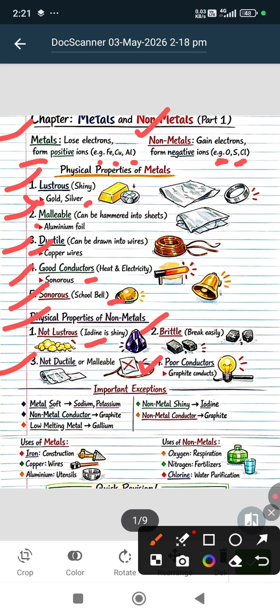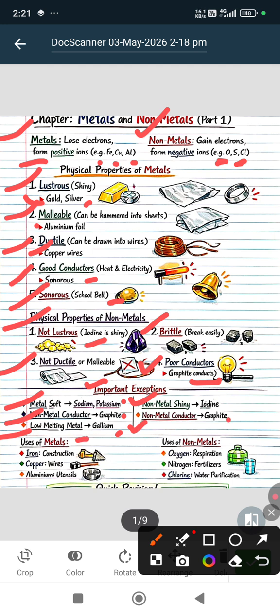Number 4, poor conductor. Non-metals are poor conductors of electricity. The only non-metal which conducts electricity is graphite. Important exceptions: metals which are soft, sodium and potassium. Non-metal which is a conductor, graphite. Low melting point metal, gallium. Non-metal which is shiny, iodine. Non-metal which is a conductor, graphite.